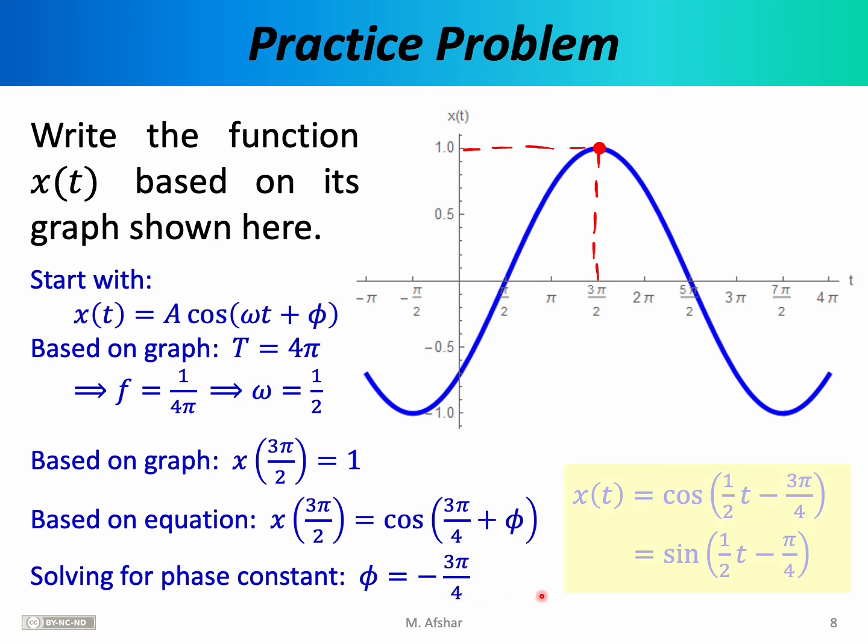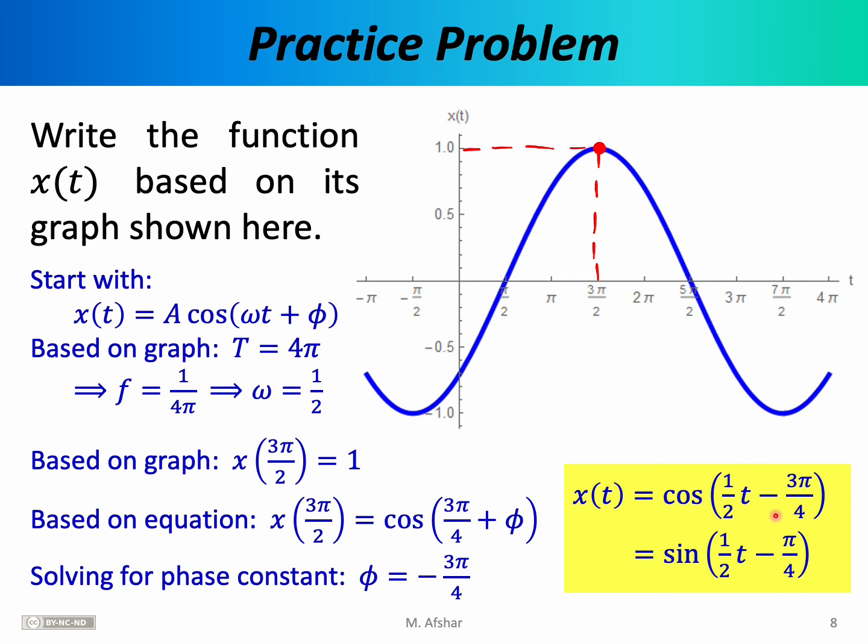So now we have the function. We can say that x as a function of t is equal to the amplitude, which we've determined to be 1, times cosine of omega t, we've determined omega to be 1/2, plus phi, and we've determined phi to be minus 3 pi over 4.